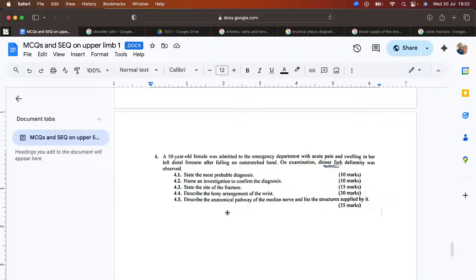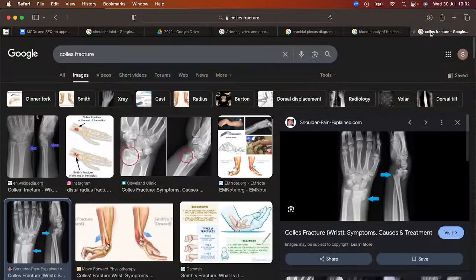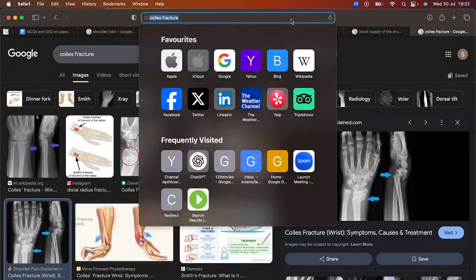Describe the bony arrangement of the wrist. Now, for this one, I think it's not related to the question itself. This is just a general question, which made me a little bit confused initially whether it was related to the question, but I think this is just a general question about the bony arrangement of the wrist. So then you need to know about the radius, the ulna, and the carpal bones. What are the carpal bones? Proximal line of the carpal bones.